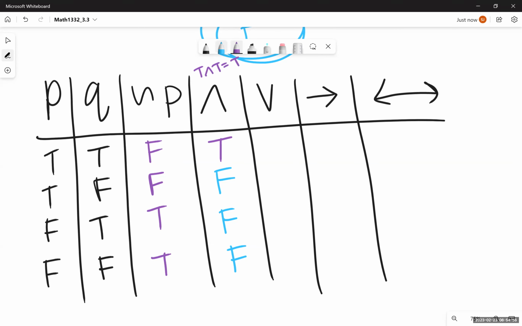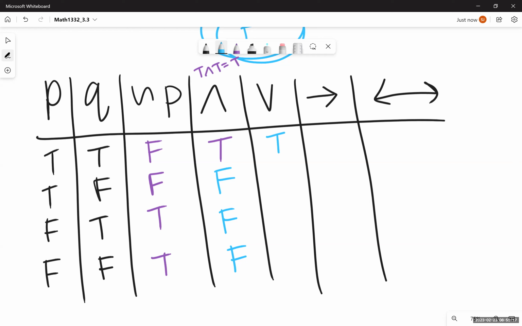Now let's do the disjunction. The disjunction is T or T, true. What I would get here, hold on, let me just make sure I'm using the right colors. Yes. What I would get here is true. At least one of them is true.